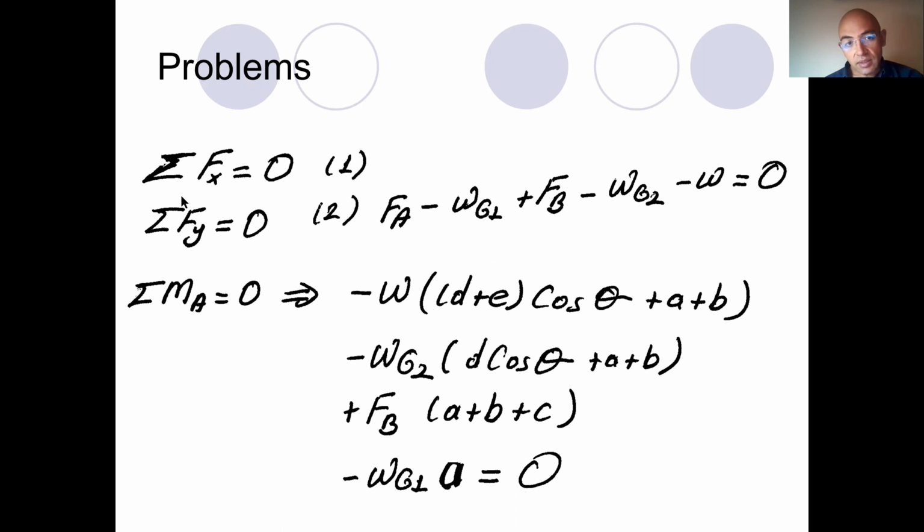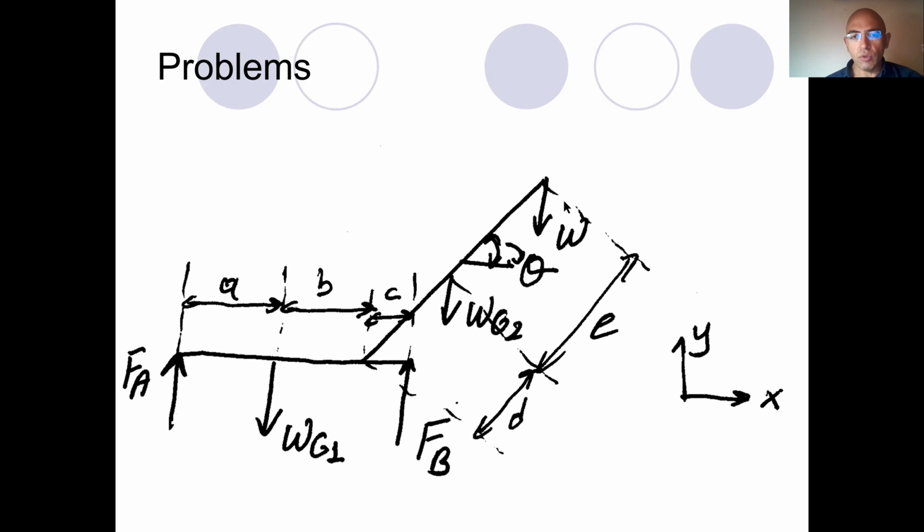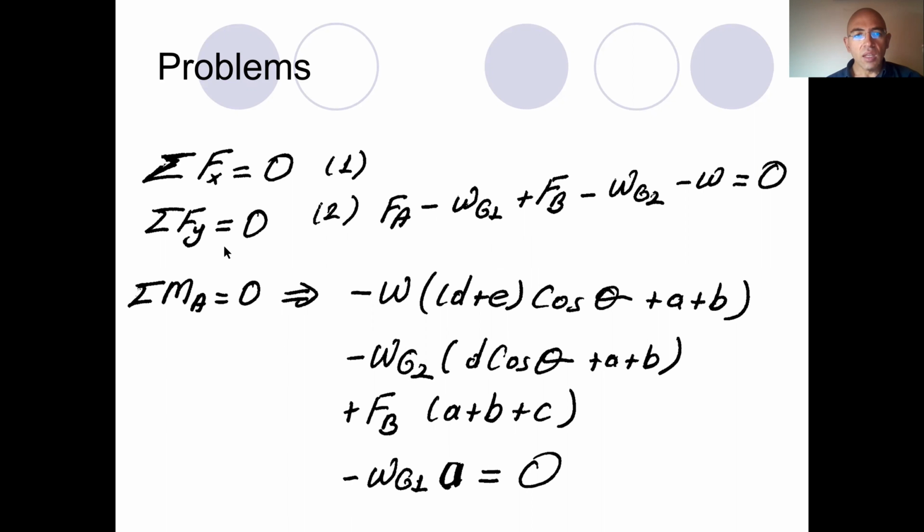First, the sum of the forces in X direction is equal to 0. As you see from the free body diagram, we don't have any force component in X direction. Now the second condition is that the sum of the forces in Y direction has to be equal to 0. So we have Fa minus Wg1 plus Fb minus Wg2 minus W, and that's equal to 0. And finally, the sum of the moments with respect to any point is equal to 0.